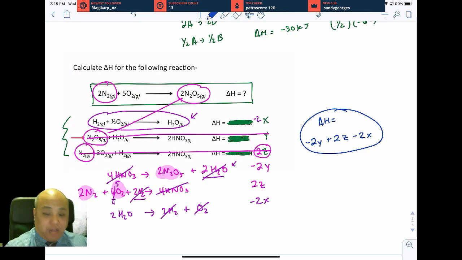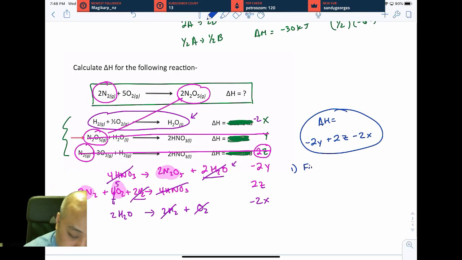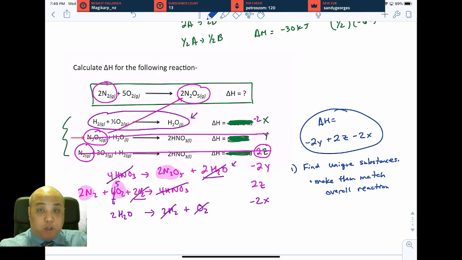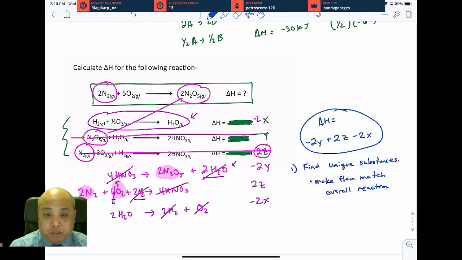So the first tip I say is find unique substances. Make them match the overall reaction. So any substance that's in one of the smaller reactions, that's only in that reaction and in the overall reaction, then that has to match. So it's kind of dictating what you have to do regardless. And so that's how you do this. And so you're just making things match and everything else will take care of itself.